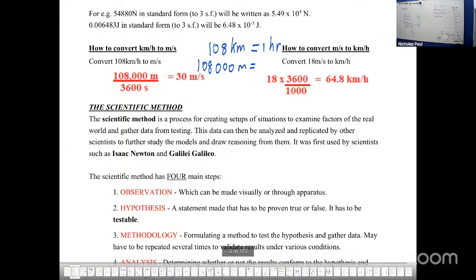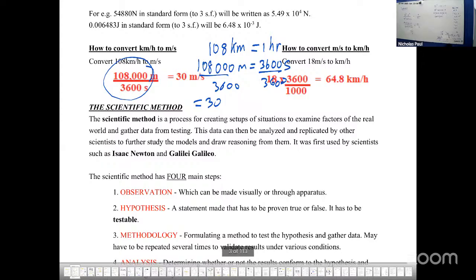So that will be 3,600 seconds. But I want meters in 1 second. So divide by 3,600. That's what they did here. They multiply by 1,000 and divide by 3,600. So your final answer is 30.